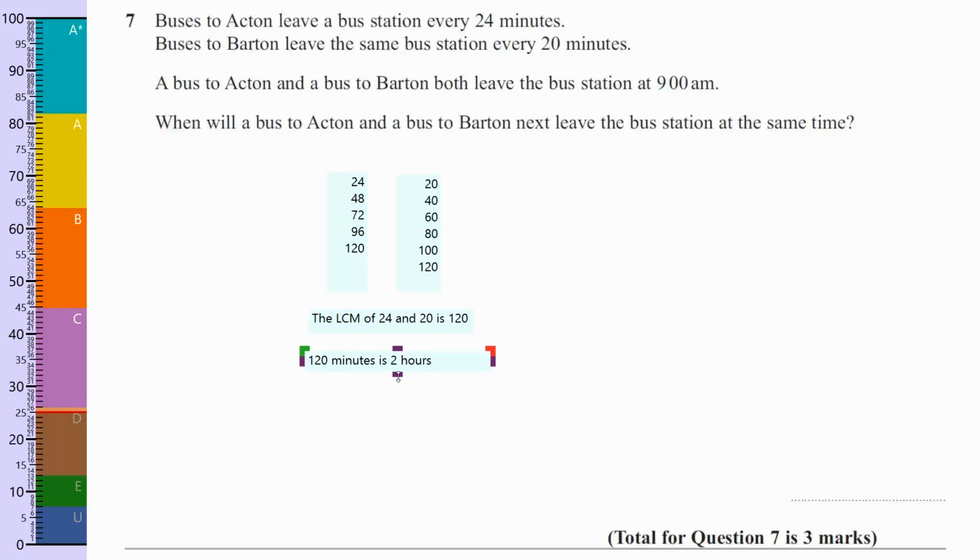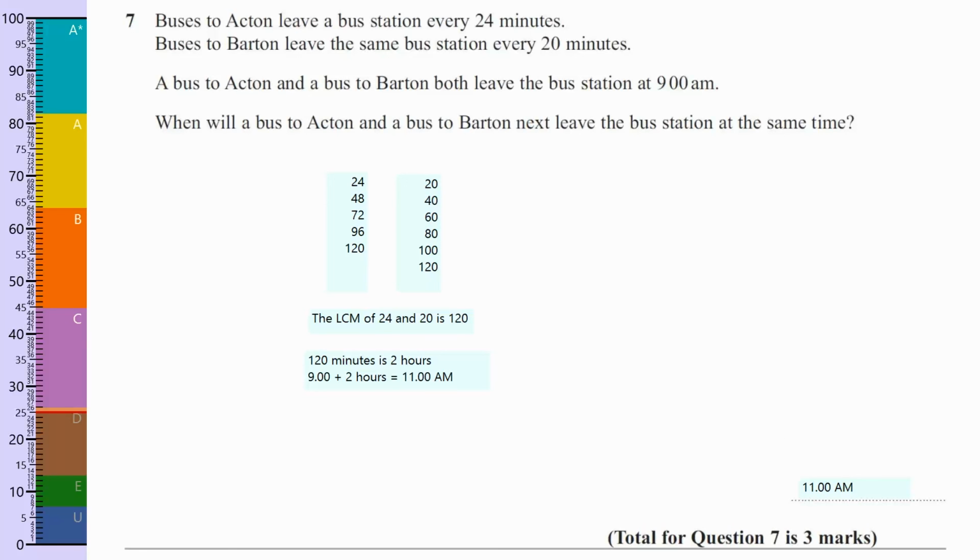Okay, so if 120 minutes is 2 hours, because there are 60 minutes in an hour, we want to write down the fact that 9 o'clock plus 2 hours equals 11 o'clock. And we should write down AM because it's in the morning. So our answer down here will just be 11 AM, and that should be enough to get full marks.